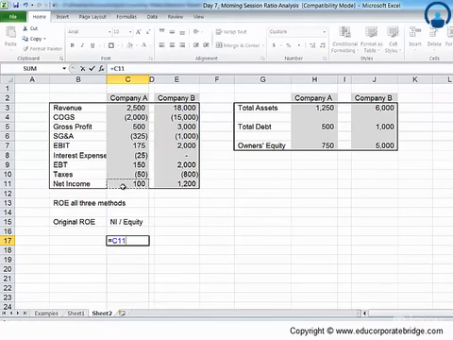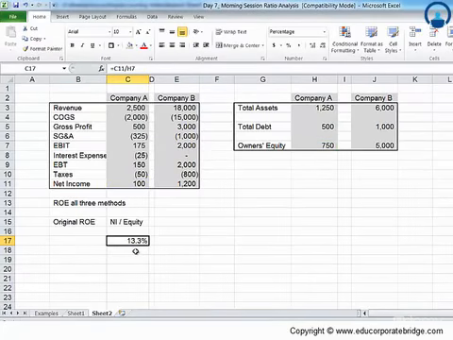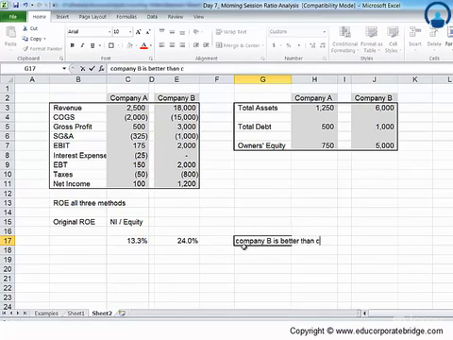So net income is 100 and the total equity for company A is 750. So here, when expressed in percentage, this is 13.3%. So ROE for company A comes out to be 13.3%. Let us calculate the same for company B. So I'll copy this formula and paste it, and this will be for company B. It is 1200 divided by 5000. So the formula works well, and what we see is that the ROE for company B is 24%. So looks like company B is better than company A.